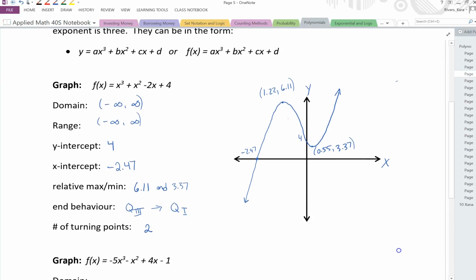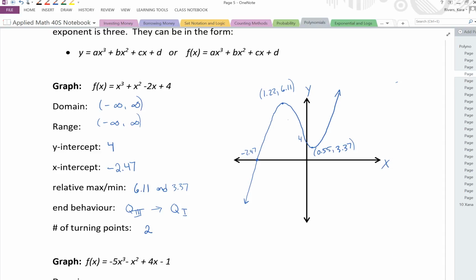Alright, try this again. Try graphing negative 5x cubed minus x squared plus 4x plus 1. And there's a little hint here, this negative does something to your graph, similar to what it does to our quadratic function. So go ahead and figure out all those different characteristics to make sure that you understand how to do that for a cubic function as well.